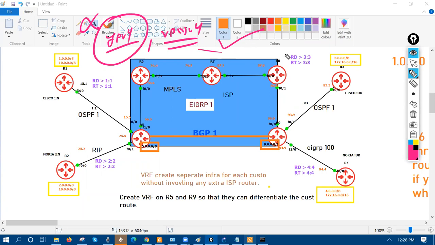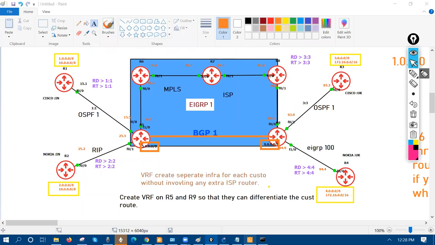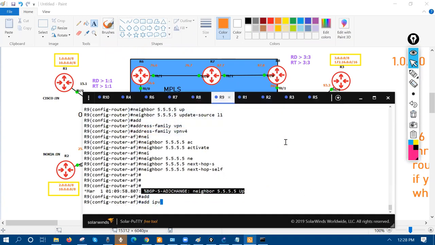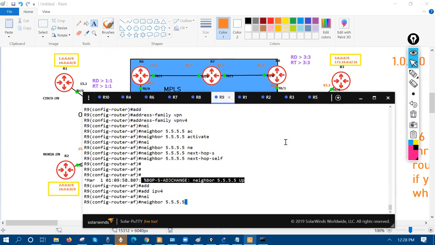If you want to form the IPv4 as well, you need to go on the router, go in the address family IPv4, say the neighbor, and put the activate keyword. Then you have the IPv4 neighborship.